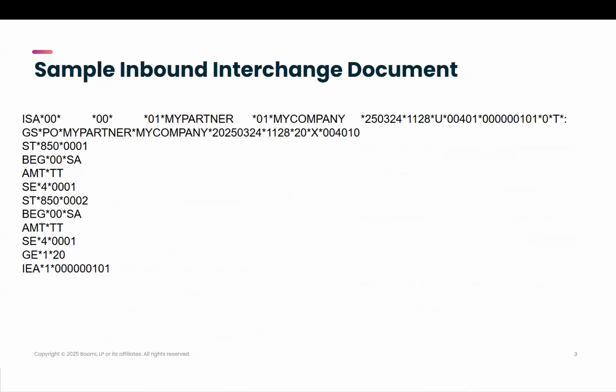And for our example, we're going to be using a single interchange document with an ISA control number of 0000000101. It's going to have one functional group with GS control number 20. It's going to have two transaction sets with ST control numbers of 0001 and 0002.